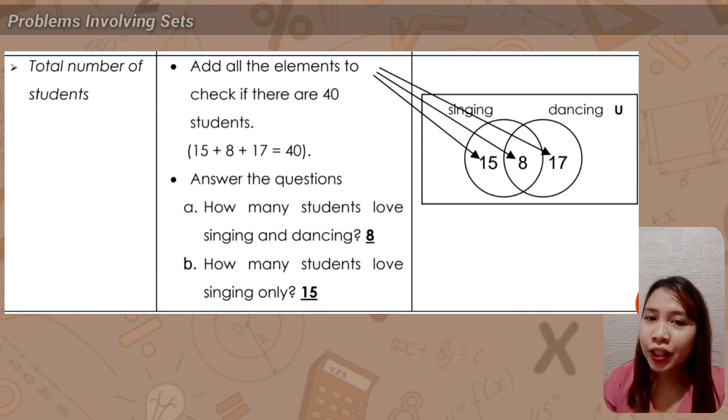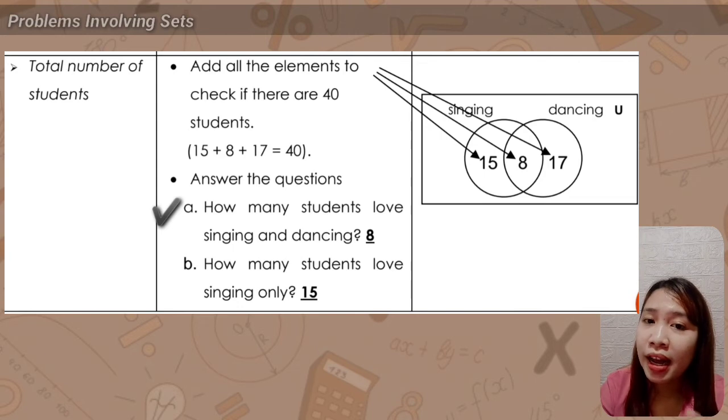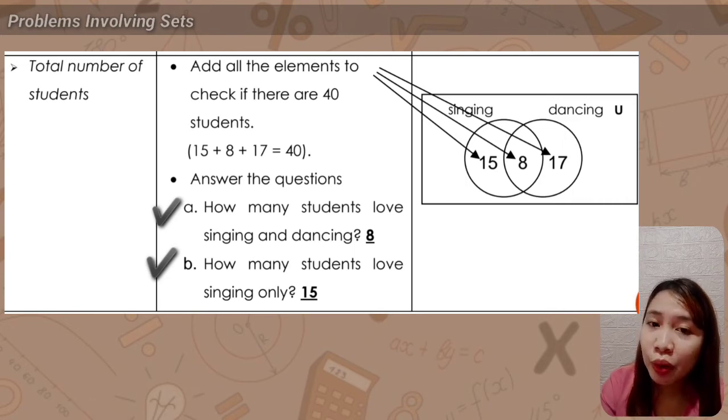And let us answer the following question. So, how many students love singing and dancing? So, ibig sabihin, ito yung nasa unknown element, which is 8. 8 ang estudyante na mahal ang singing at dancing. At yung pangalawa naman, how many students love singing only? So, ang sagot natin dito ay yung 15 kasi yun yung bilang ng estudyante na love lang ang singing.